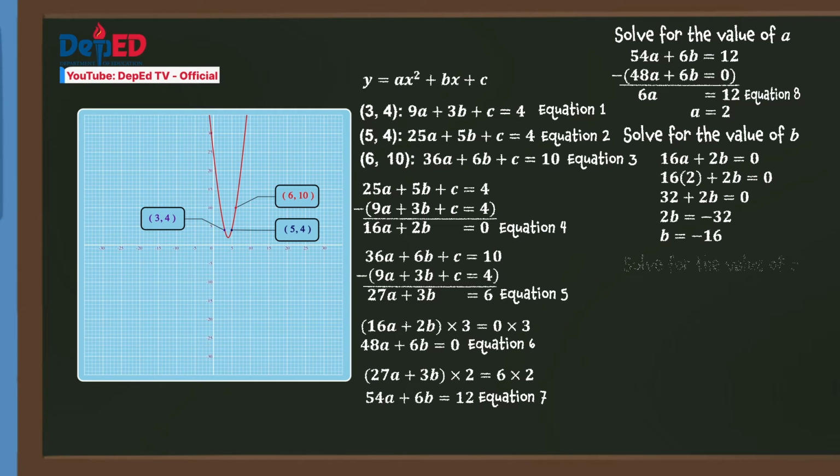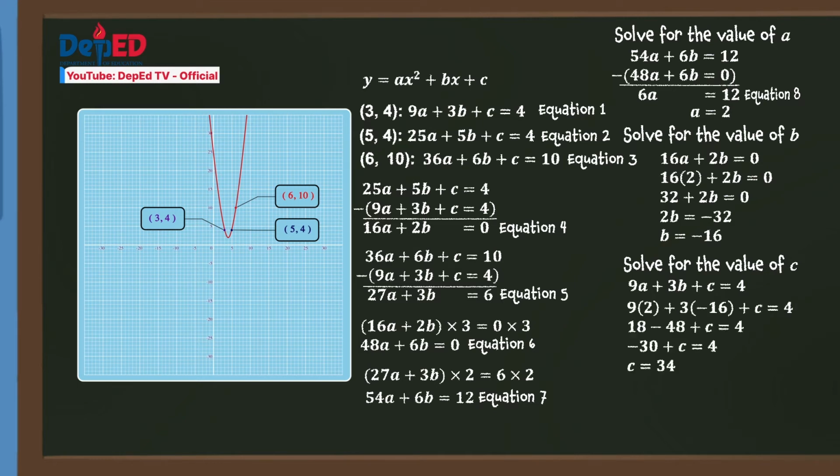Then, let's solve for c using equation 1. 9a plus 3b plus c equals 4. By substituting the values obtained for a and b, and then solving for c, we get that c is equal to 34. Hence, in general form, the equation of the function is y equals 2x squared minus 16x plus 34.